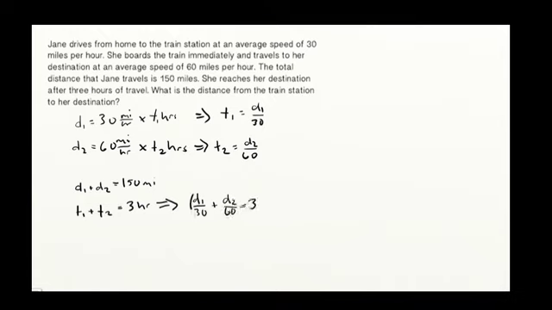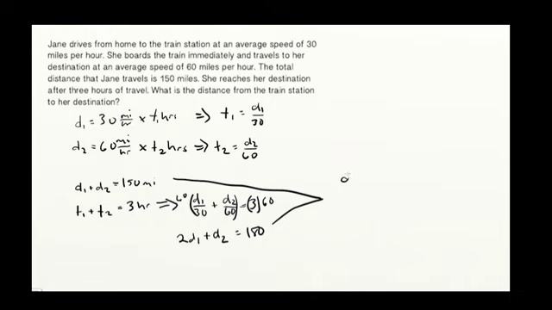I can multiply both sides of this by 60. So that's going to give me 2D1 plus D2 equals 180. All right, now I have two equations that look very similar that I can make correspond. So if I get D1 plus D2 is 150, and I get 2D1 plus D2 is 180.